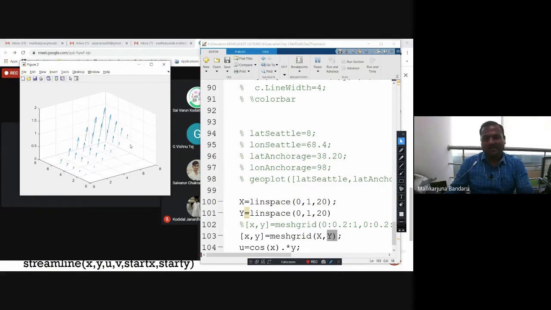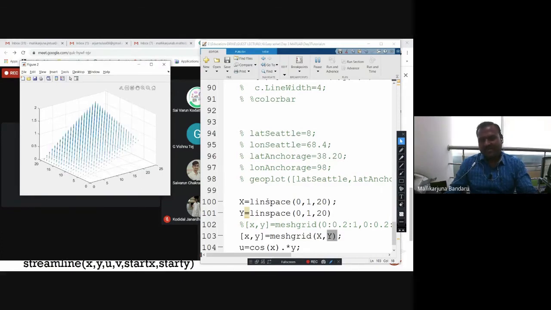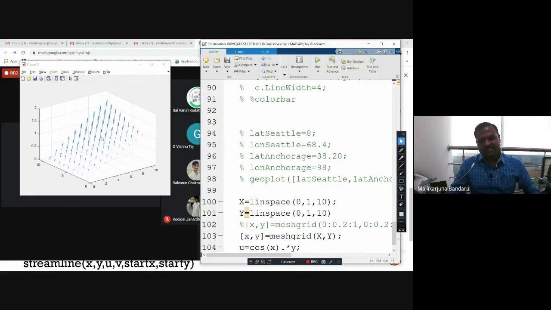You can draw it. See, this is using linspace. It depends on how many points you are taking in between these two. If you'd like to make it 10 instead of 20, you can get it. Yeah, this is 10. See, the number of vectors is reduced in the graph. You can draw without linspace also.